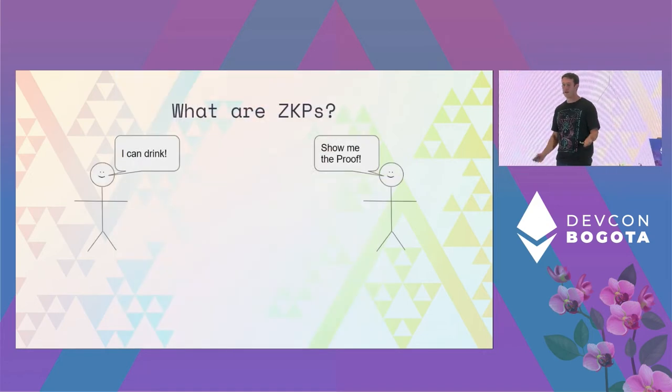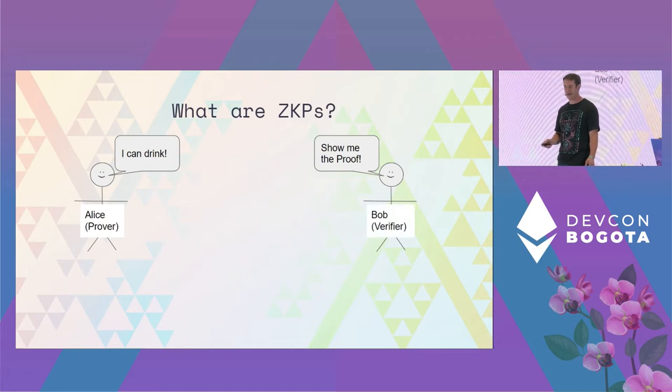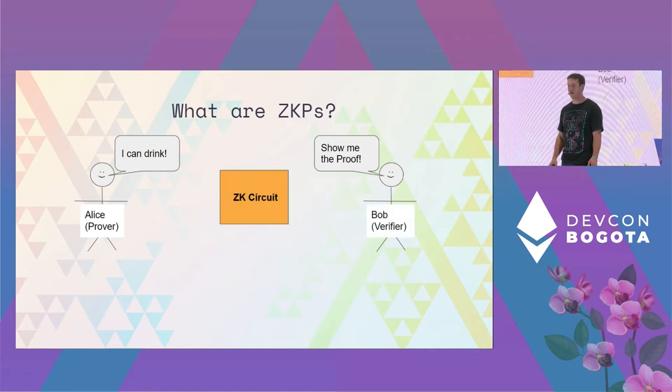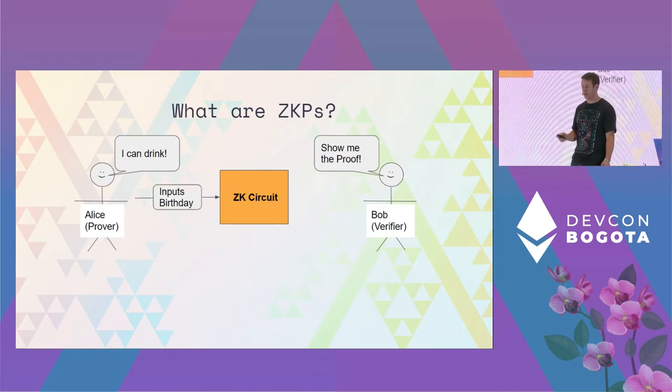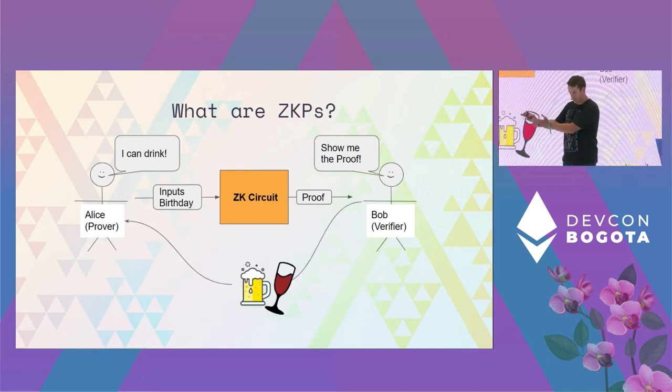So what are ZKPs? At a high level first, we'll go through this quick and then move on. We have Alice. Alice wants a drink. She's a prover. We have Bob. Bob is the bartender, is a verifier. Alice does not want to give all of her information to Bob. And so therefore, she can put in her birthday. The circuit will output a proof. Bob can verify that proof is correct, that she is old enough to drink. And the cerveza will flow.